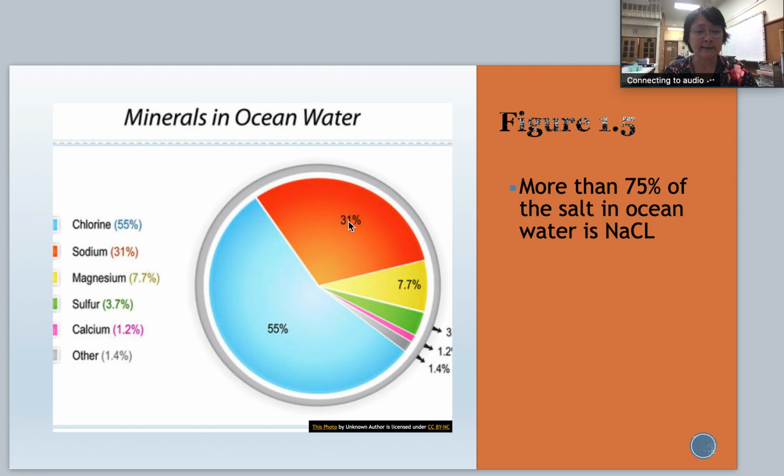So with this statement here that more than 75% of the salt in ocean water is NaCl: sodium is Na, that's its chemical symbol, and chlorine is Cl, the chemical symbol for chlorine. So NaCl is salt. Here we're combining the 55% and the 31%, which makes 86%. So the statement, more than 75% of salt in ocean water is NaCl, holds true. Okay, so this ends our review of section 1.2.